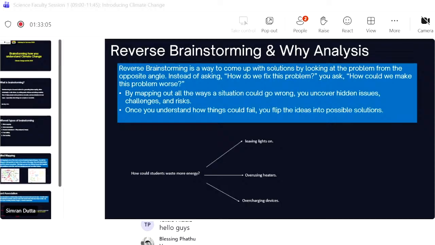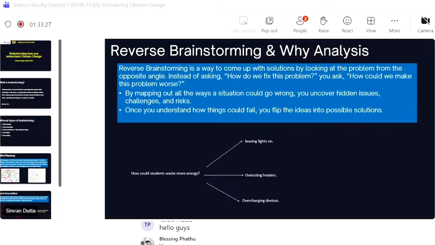Okay. And the next part is the why analysis. We do these techniques together, they go hand in hand, right? So why analysis, what is it? It helps you dig into the root cause of the problem, where you keep asking why.